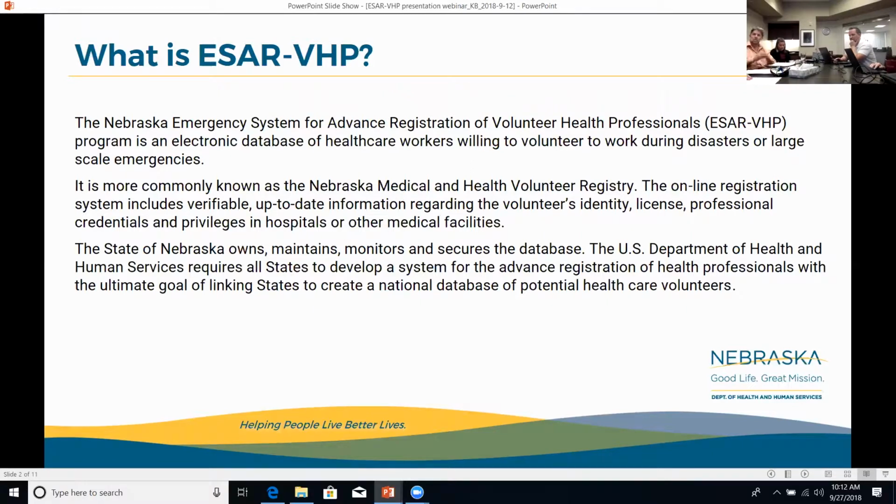So what is ESAR-VIP? The Nebraska Emergency System for Advanced Registration of Volunteers and Health Professionals program is an electronic database for healthcare workers willing to volunteer to work during disasters or large-scale emergencies. It is more commonly known as the Nebraska Medical and Health Volunteer Registry. The online registration system includes verifiable, up-to-date information regarding the volunteer's identity, license, professional credentials, and privileges in hospitals or other medical facilities. The state of Nebraska owns, maintains, monitors, and secures the database.